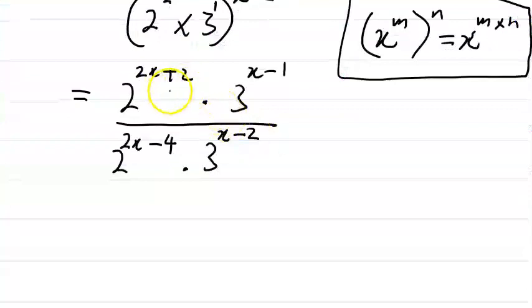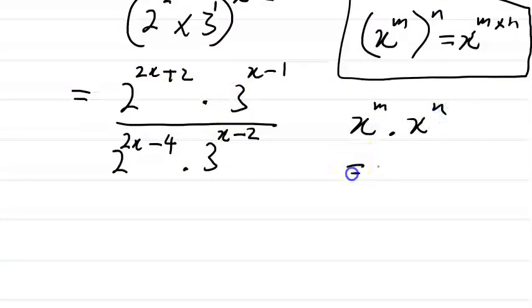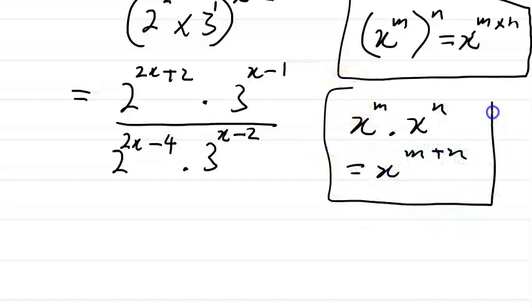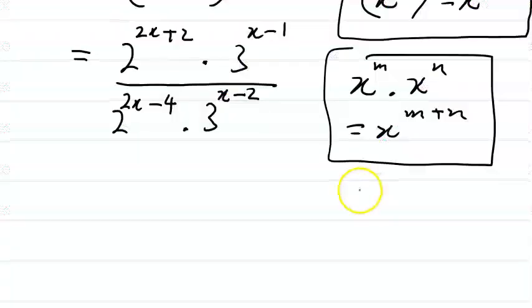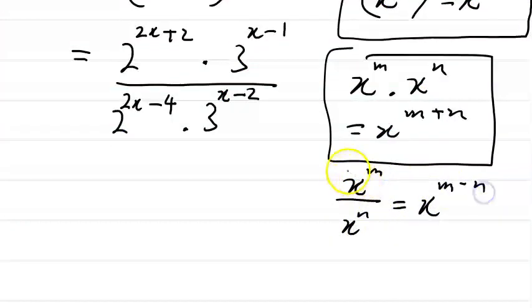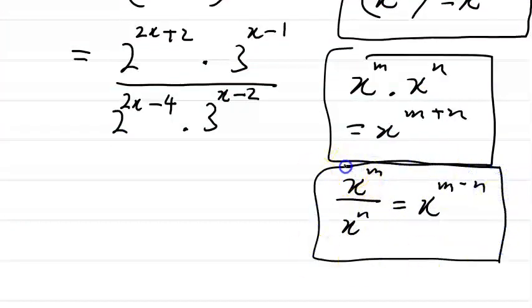Now we're going to use a rule which says that if we are multiplying, like x to the m times x to the n, that's equal to x to the m plus n. A law of exponents that we're going to use here to simplify this. And then we're using this rule over here as well, which says that if I have x to the m divided by x to the n, it's equal to x to the m minus n. So we also need to use that rule.